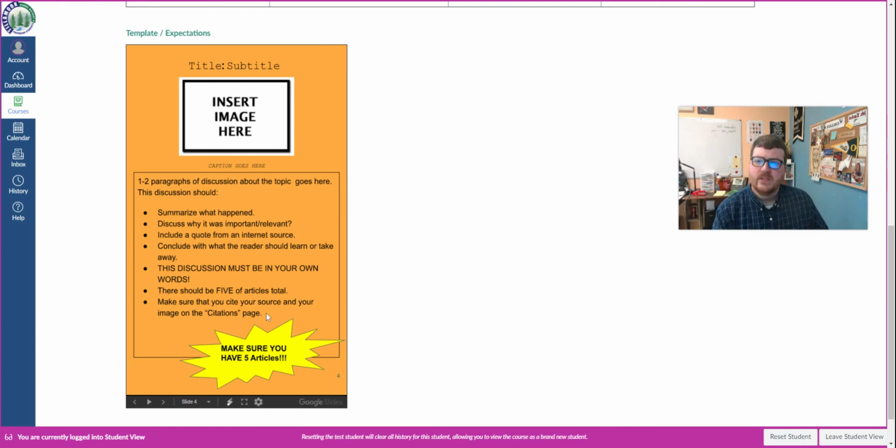This is how I would put it together, but you can organize this in any way that makes sense for you. Here I've got a title and a subtitle, an image. This is the caption. The caption describes what's happening in the image, so your reader knows what they should be thinking as they're looking at the image. And then you'll have 1 to 2 paragraphs of analysis or discussion, depending on the topic that you are writing about.